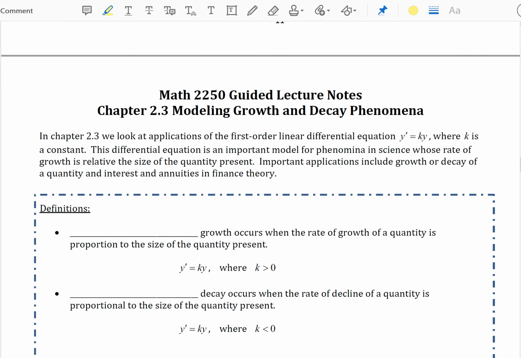In Chapter 2.3, we look at applications of the first order linear differential equation y prime equals ky, where k is a constant. This differential equation is an important model for phenomena in science whose rate of growth is relative to the size of the quantity present. Important applications include growth or decay of a quantity, and interest and annuities in finance theory.